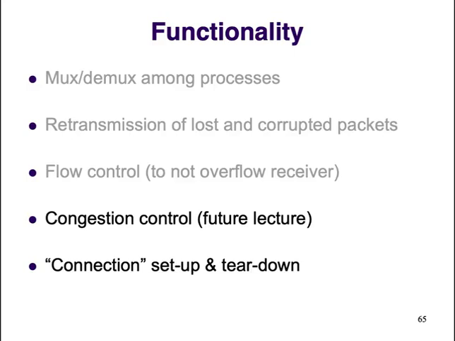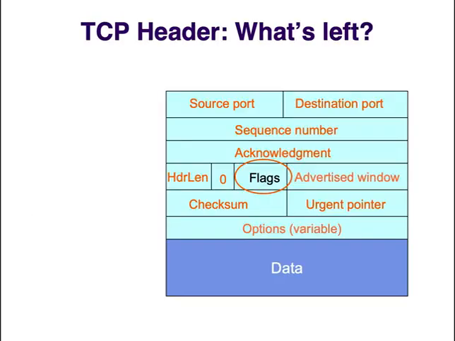So next one on our list was congestion control, right? We're not going to talk about that today. There's one question for you, though: the congestion window, there's no place for it in the header. Did we need it? Why do we not have a congestion window in the header?